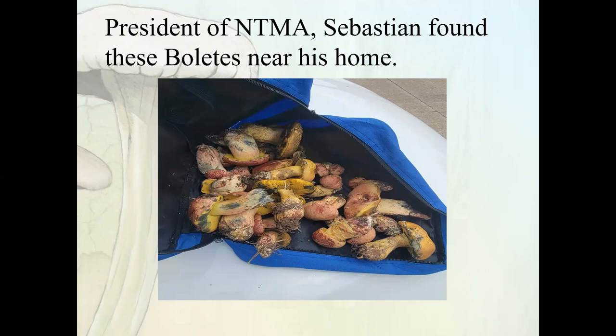Sometimes when you cut them in half, it's called the context staining, to see if it bruises on the inside. Sometimes you'll see the bruising only on the stem when you cut it, or sometimes on the pore surface, the tubes. Wherever you do see bruising or don't see bruising, you have to make note of it, and that will help you get to species eventually with these boletes.